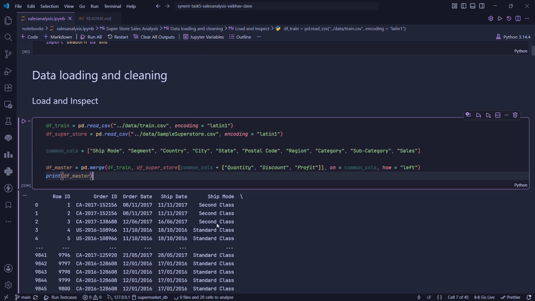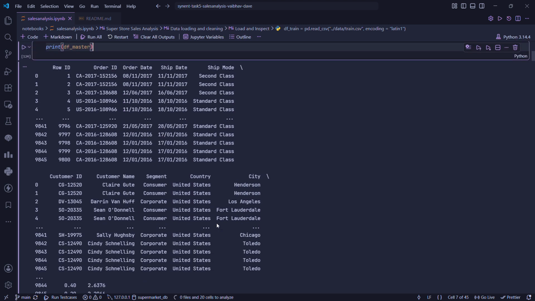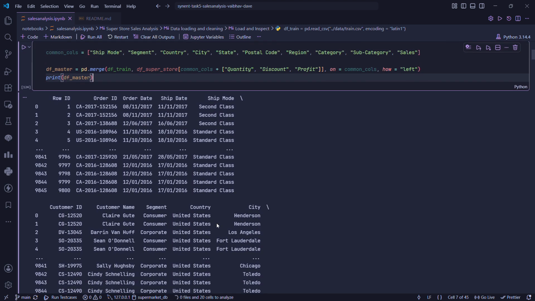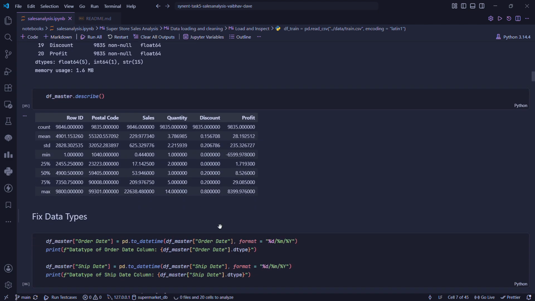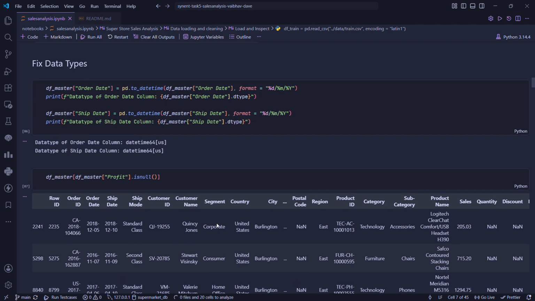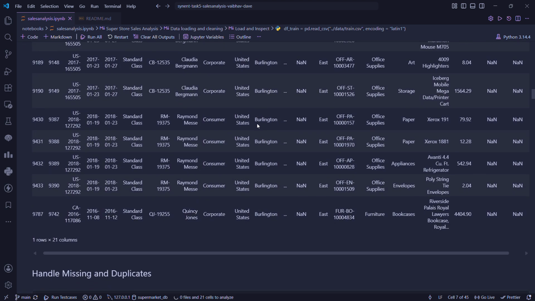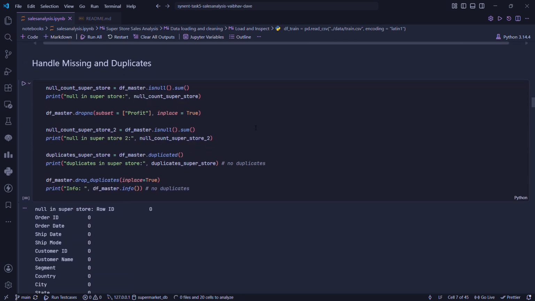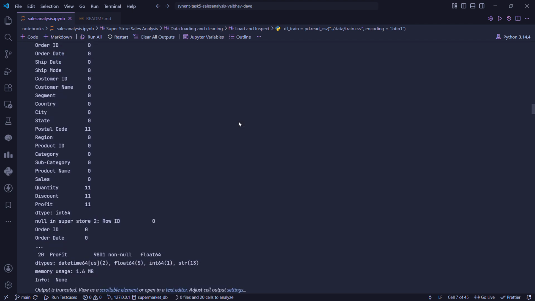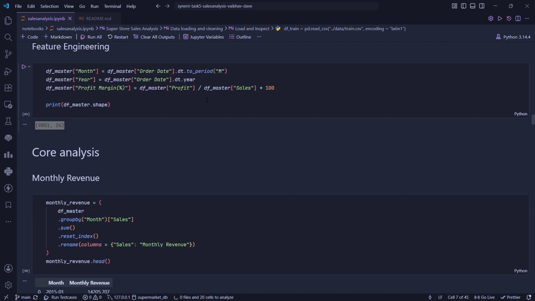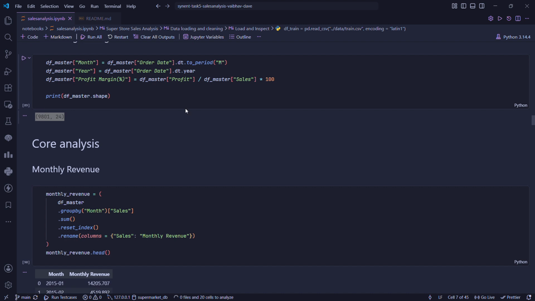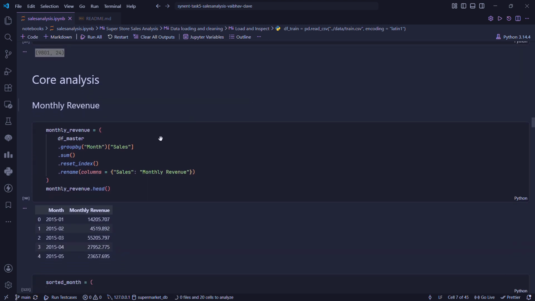The first analysis, this is data set related information you can see here. I convert data types of date times from string to date and time, and I handle missing values, and duplicates are not there. This is feature engineering. I add 3 columns also.